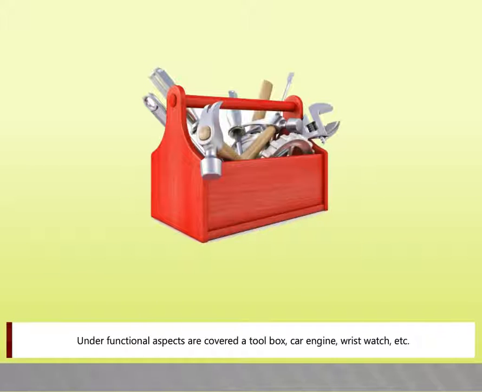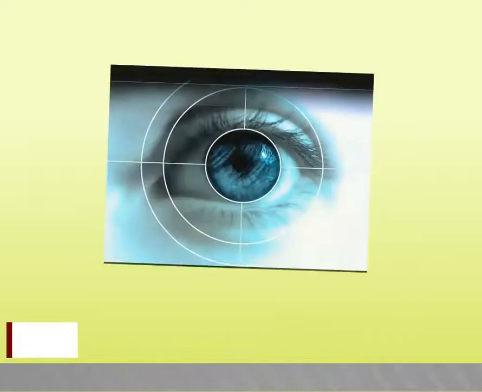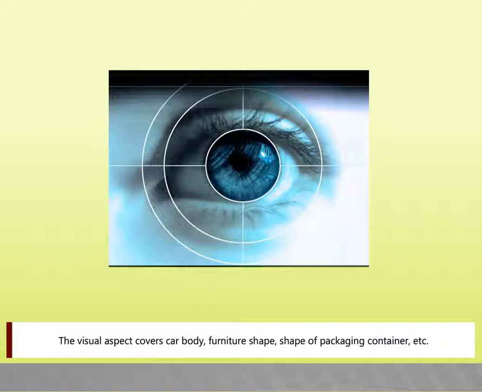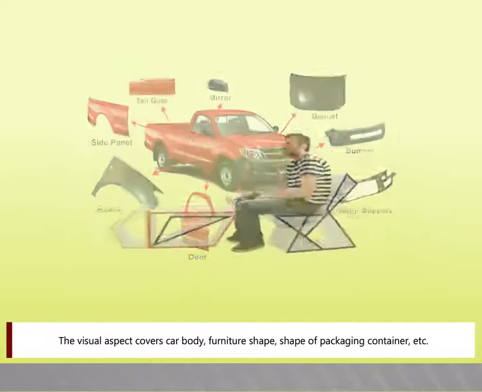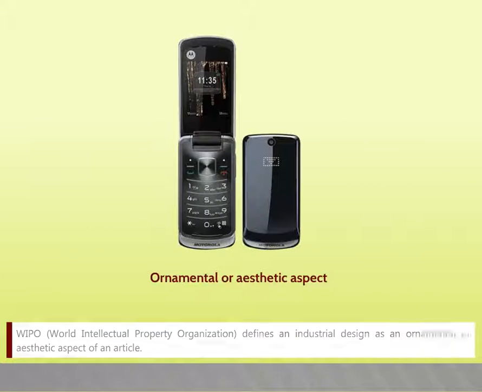Functional aspects cover a toolbox, car engine, wristwatch, etc. A visual aspect covers car body, furniture shape, shape of packaging container, etc. WIPO, that is World Intellectual Property Organization, defines an industrial design as an ornamental or aesthetic aspect of an article.